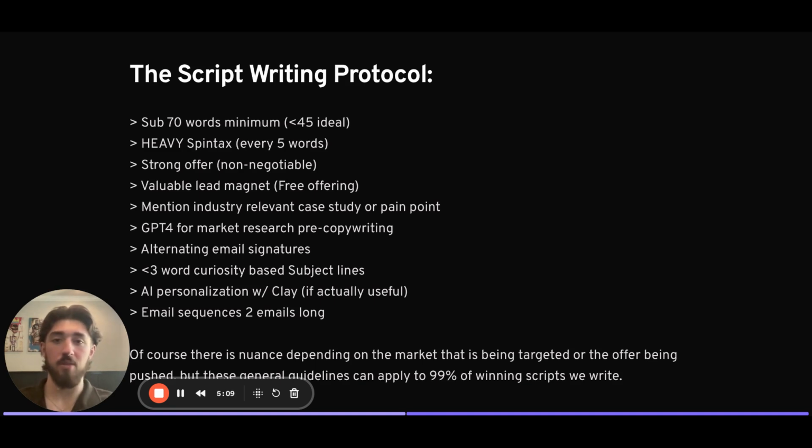So yeah, a valuable lead magnet will always work. It's always going to boost your positive reply rates. So I definitely recommend doing it. But the thing is, if you have an amazing offer, you don't have to do it.